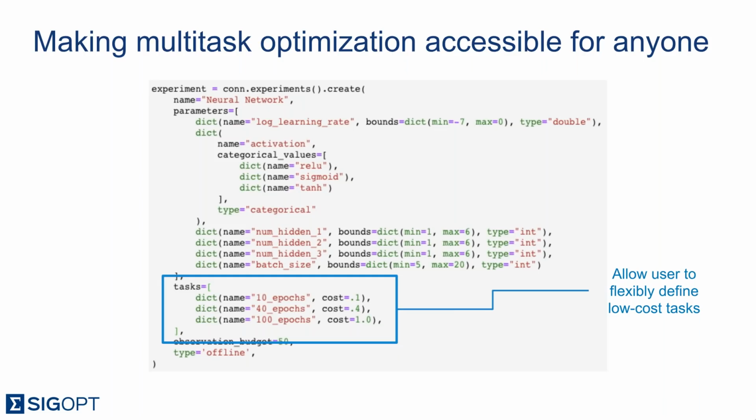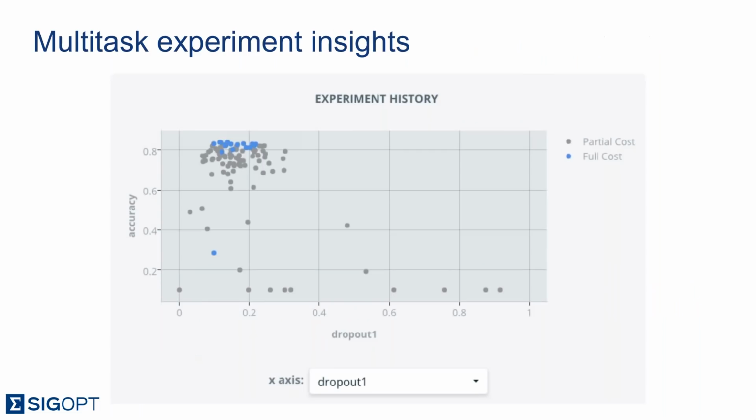And with just a few additional lines, as highlighted with the blue box, any user can define the tasks to run a multitask optimization experiment. As you can see here, we've constructed an example where our tasks are defined by the number of training epochs. So we have cheaper tasks which train this deep learning model for fewer epochs. Then, during hyperparameter optimization, the experiment will trade off exploring the problem with the cheaper tasks and exploiting that information to find solutions in the full cost task.